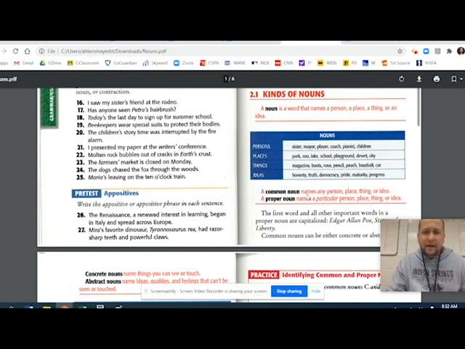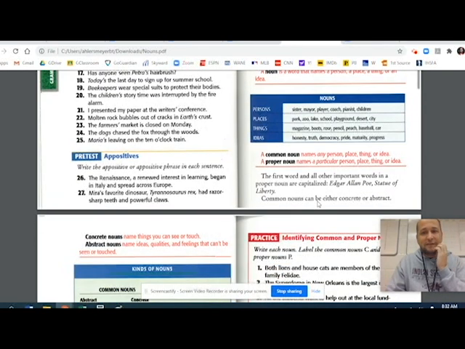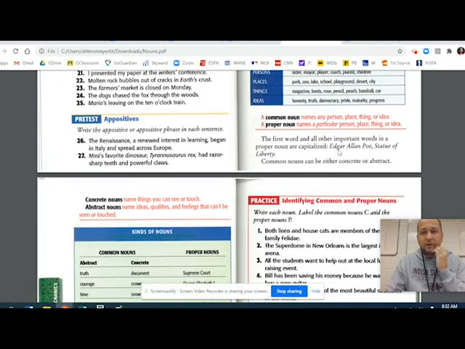As we said, a common noun names any person, place, thing, or idea. A proper noun names a particular person, place, thing, or idea, a very, very specific one. And so there are some good examples there. Edgar Allan Poe, Statue of Liberty. If it was just poet or statue, that would be common, but it names a very specific one.